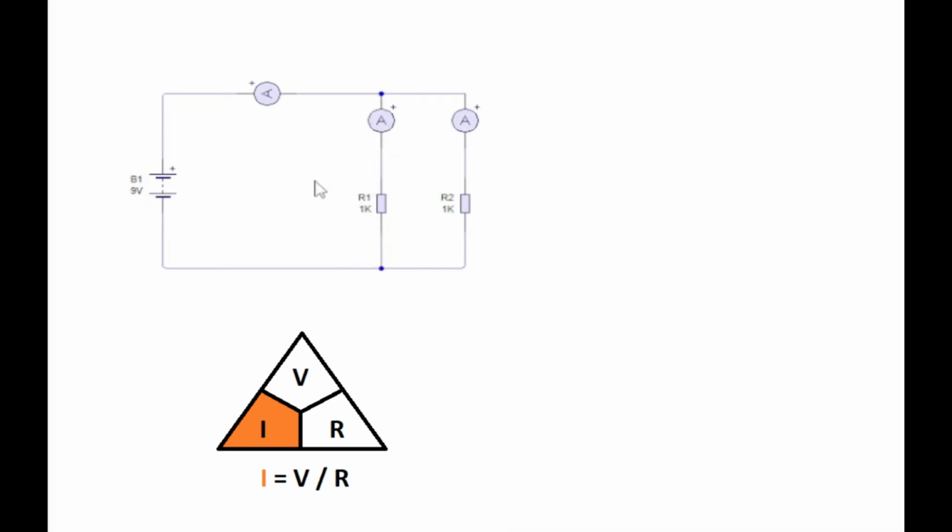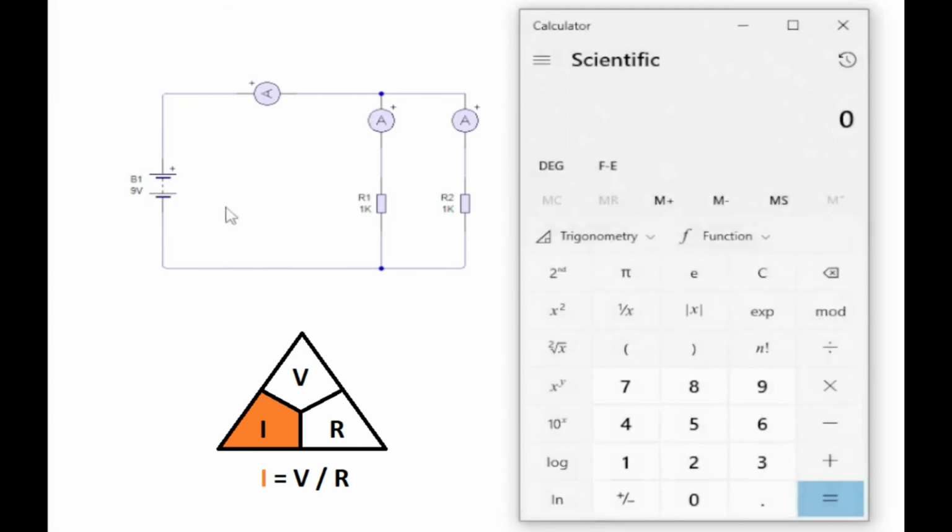So let's put that into the calculator and figure out how much current of the 18 milliamps is going down the first parallel line. So it'll be 9 divided by 1000, because 1 kilo ohm is the value of the resistor, equals 0.009. Move the dot along, it gives us 9 milliamps. Again, it's the same value for the next parallel line, it's the exact same calculation, so that will give us 9 milliamps. 9 milliamps plus 9 milliamps gives us a total of 18 milliamps.